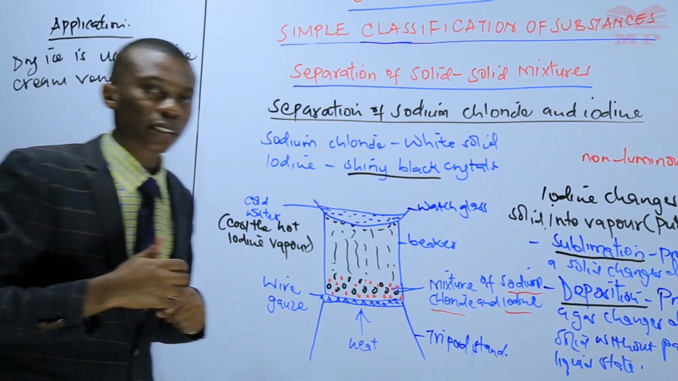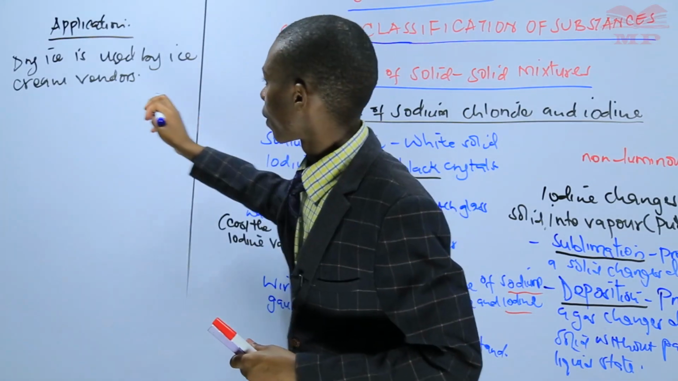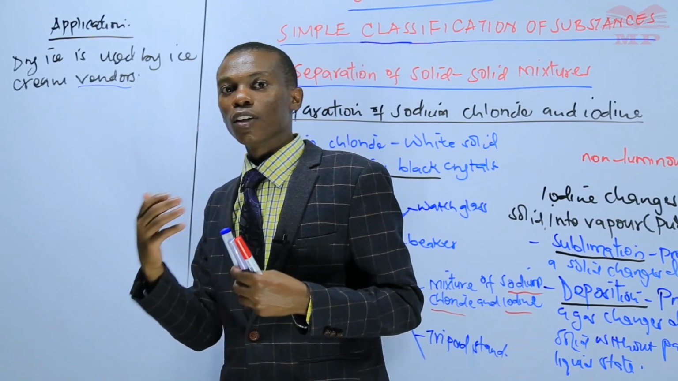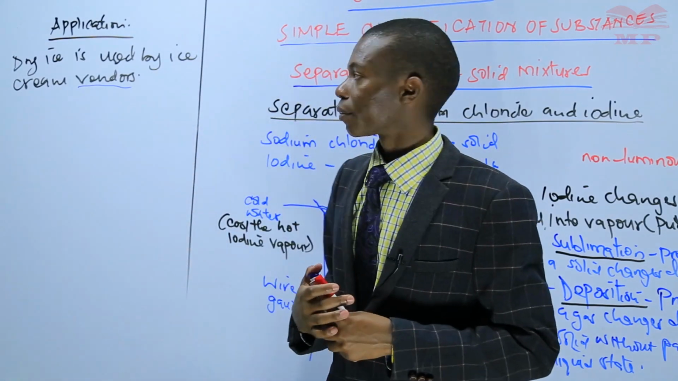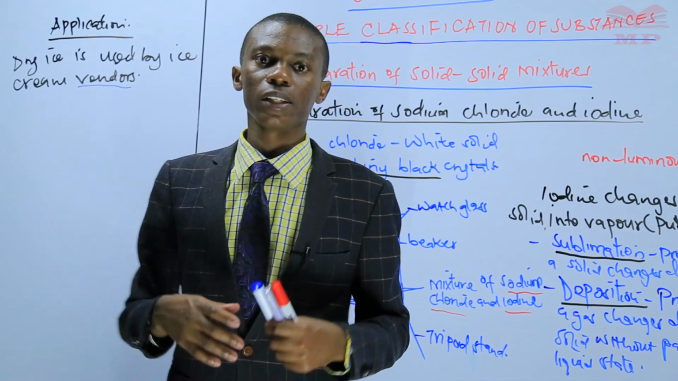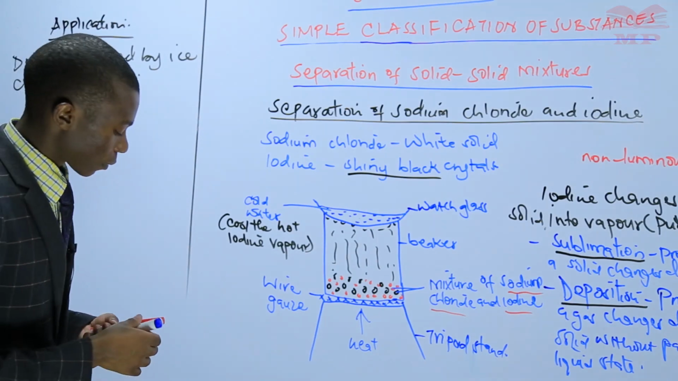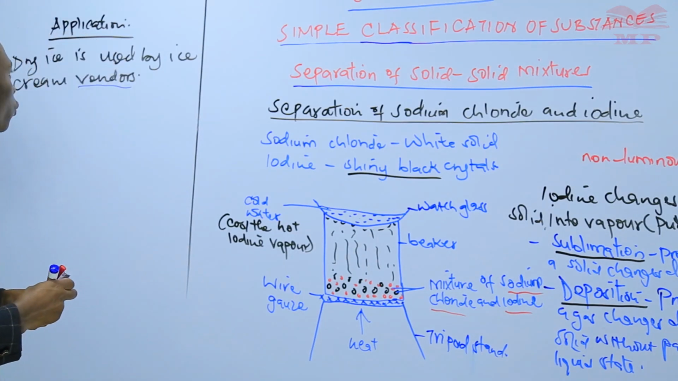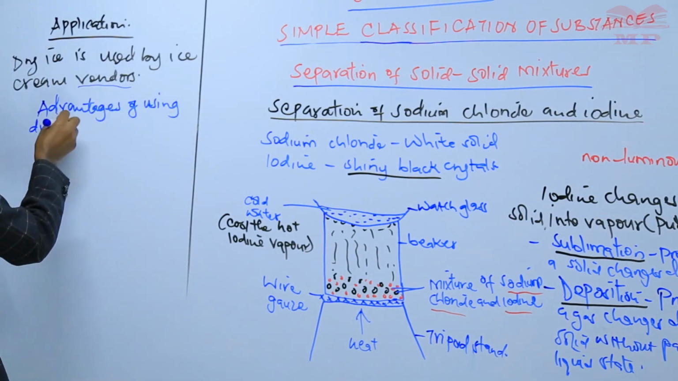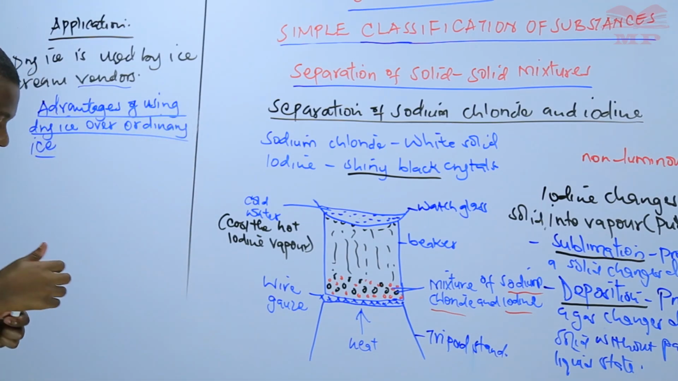I hope you've come across the ice cream vendors. These are just people who are selling ice cream, and therefore they mostly use dry ice in their ice boxes so that they can keep the ice cold. And there are two advantages of using dry ice over ordinary ice.